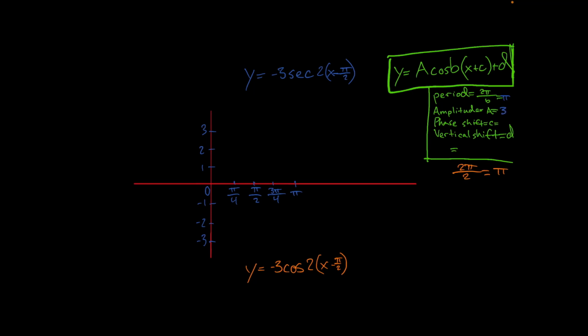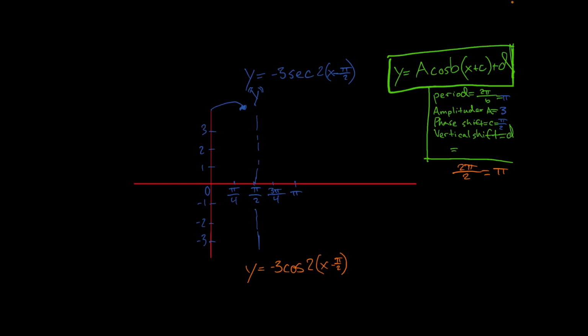Well, our phase shift is c, and c is right here, and it's x plus c, so we have x minus pi over 2. So we can assume that our phase shift is minus pi over 2. Which means that we're going to pretend that we're moving the y-axis to pi over 2. So this is like our new y-axis, but I'll just put it in parentheses because it's not actually our y-axis.